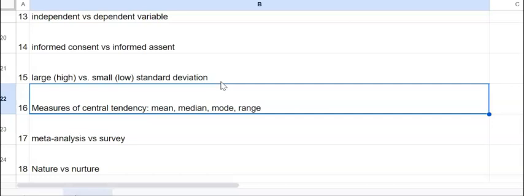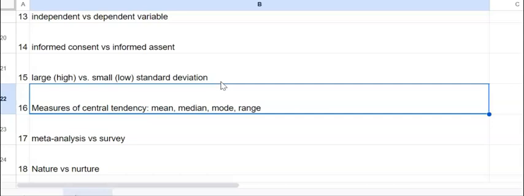The median is the data number that's in the middle of all the others. To calculate that, you'd have to put the numbers in numerical order and find which number's in the center. If there are two numbers in the center, you're going to add them together and divide by 2.